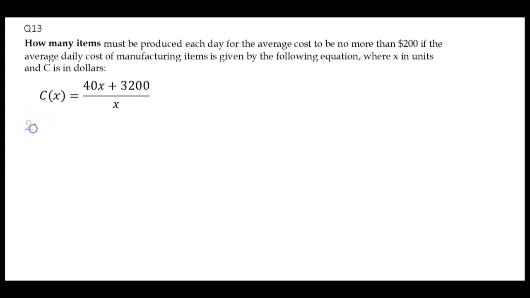As we're trying to figure out the cost not to be more than 200, we have to equal our equation, substitute C, which is the cost, by 200, and solve it. 200 equals 40x plus 32 over x. First thing I'm going to do is get rid of the denominator by multiplying both sides by x. So that cancels x. Now I have 200x equals 40x plus 32.